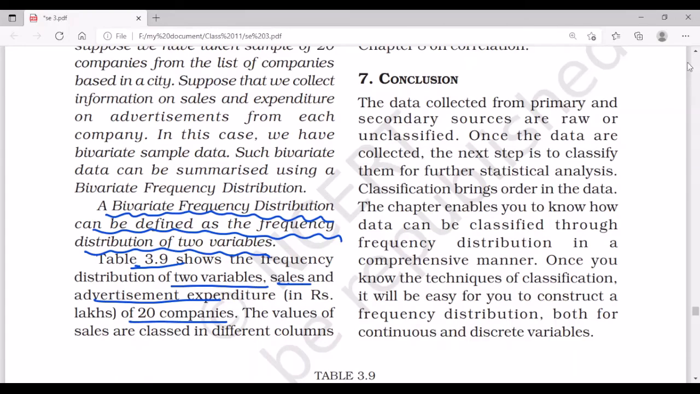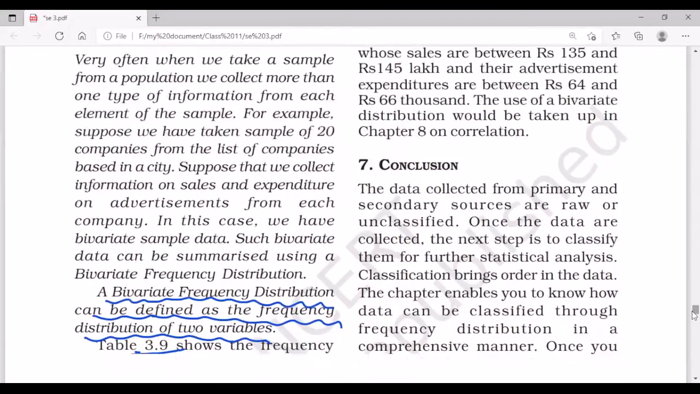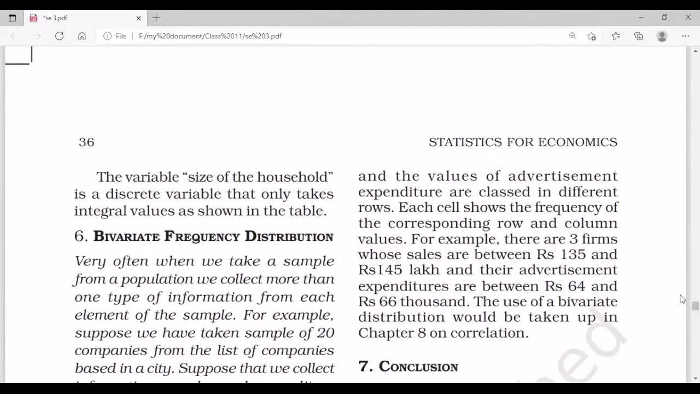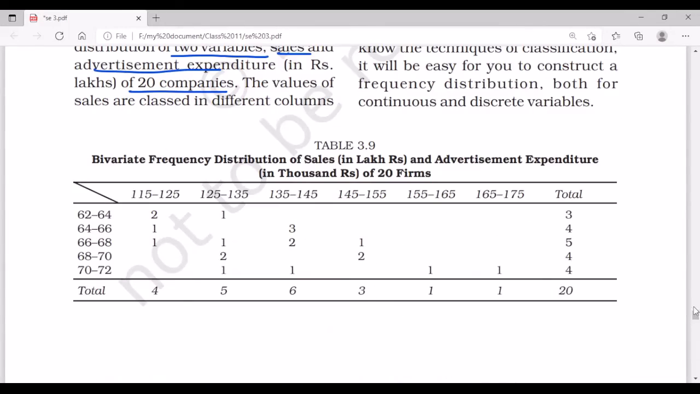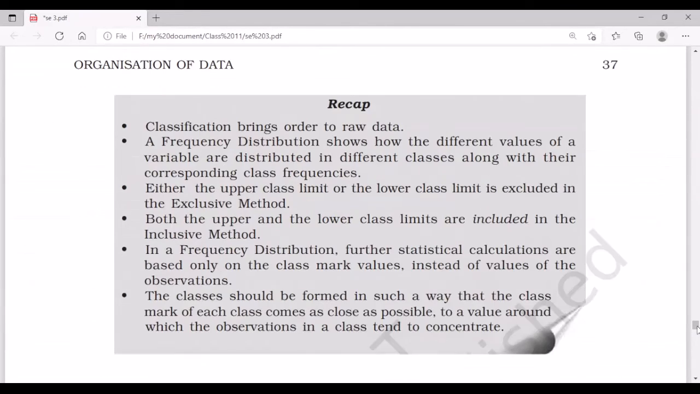The values of sales and the values of advertisement are classed in different rows and columns. So I think this is pretty clear to you guys. You can see this. We are having a bivariate frequency distribution of sales and advertisement expenditure. This is table number 3.9 of 20 firms. So there are two variables. Now this is the conclusion, guys.